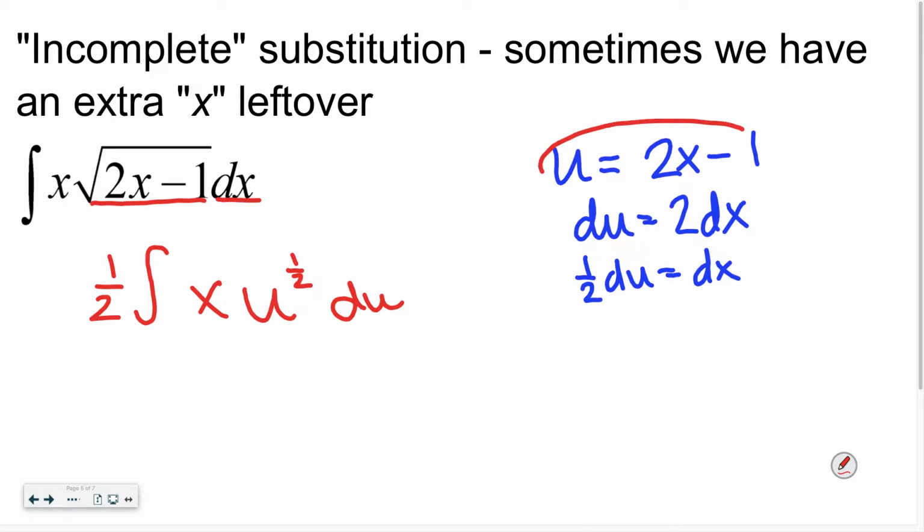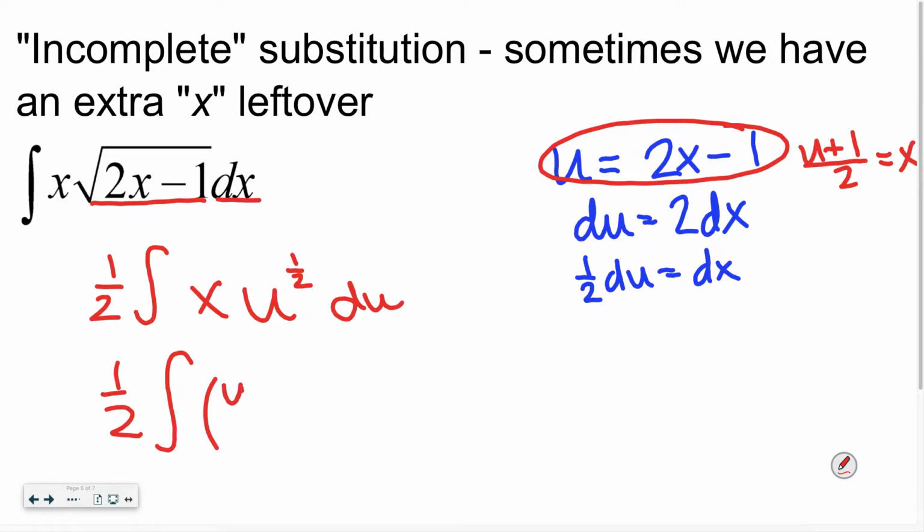Let's come back up to here. If we rearrange this, we can add 1 and then divide by 2, and that's what x equals. So we can replace x with u plus 1 over 2.